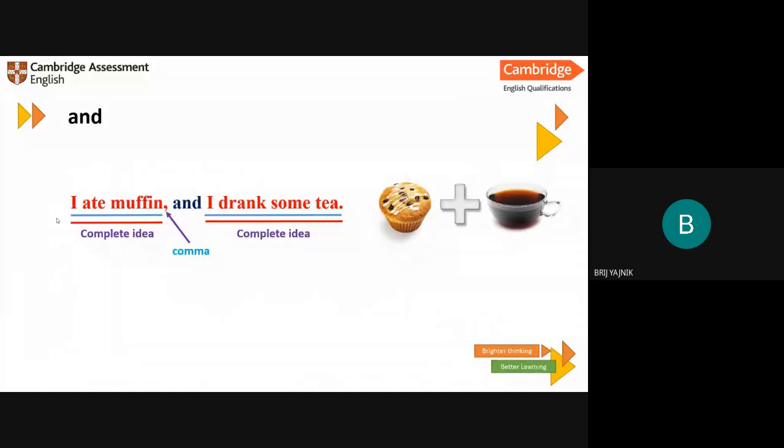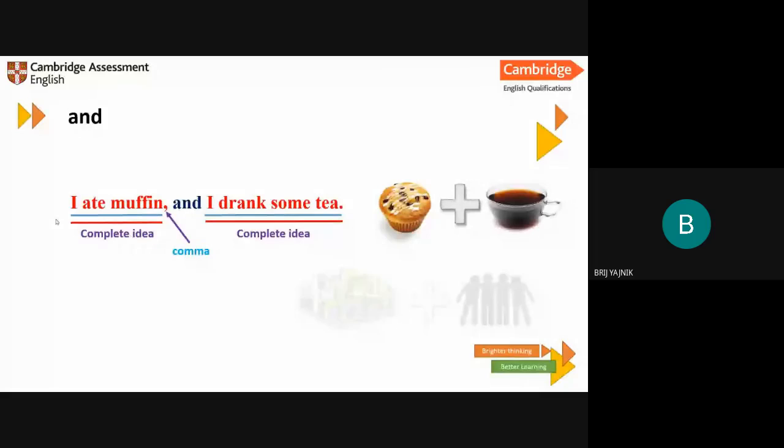So if I say, I ate muffin and drank some tea, so what do you think? Which one is the incomplete idea? The second one. The second one is an incomplete sentence. Now, the rule number two. When you have an incomplete idea, then you don't need a comma. So now let me show you an example without a comma.